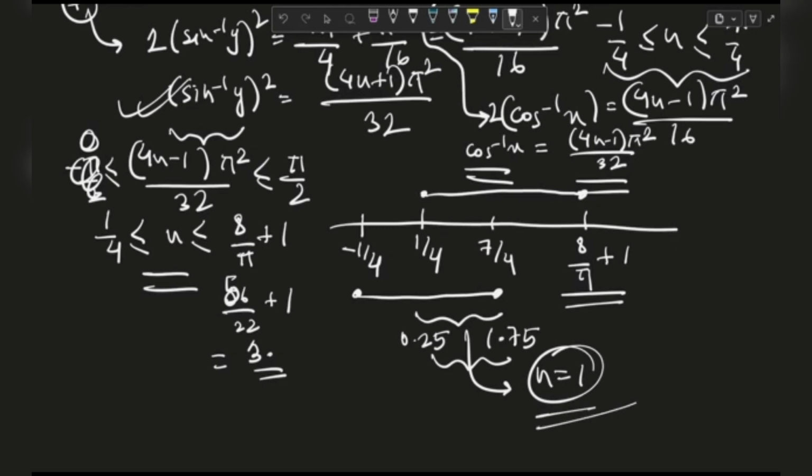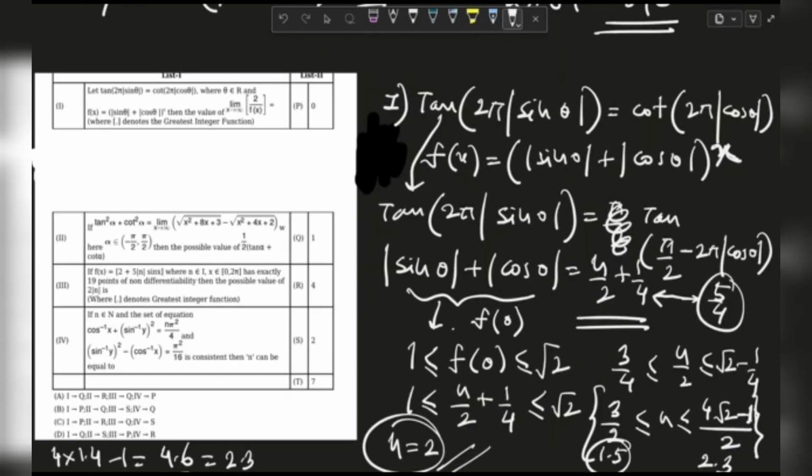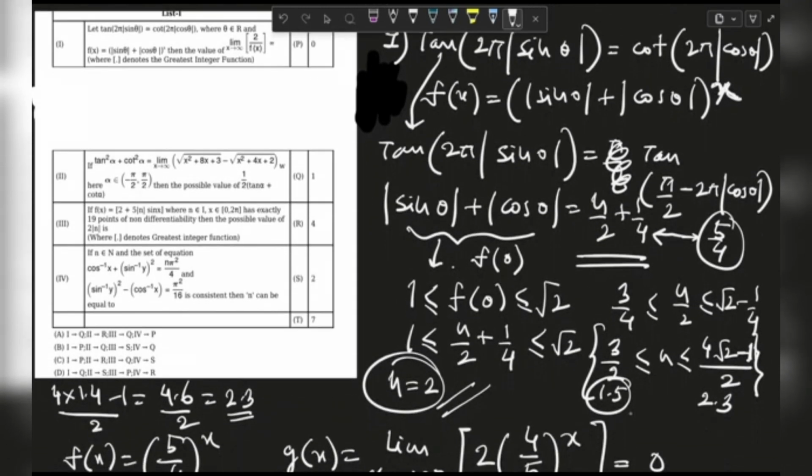That's it. And let's look if they have given any further questions. I don't remember properly. Okay, so they had not asked anything extra to us. Only what they wanted to know was the value of n for this system to be consistent. So I guess the value of n will be 1.